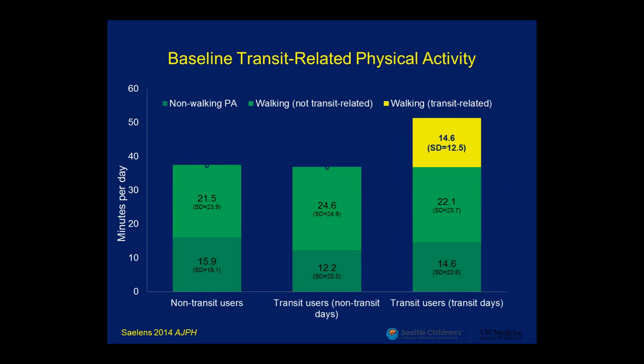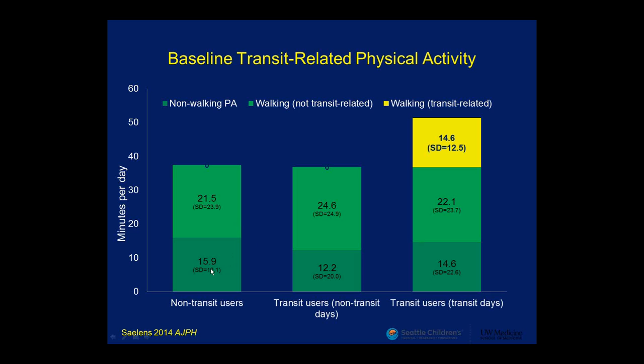And we could take this even one step further. We know that transit users are not consistently transit users every single day. So we can look to see whether the behavior of the same individuals varies between days they use transit versus days they don't use transit. And this is especially helpful because then we can control for those individual level factors and predispositions that we might be concerned about confounding the relationship between transit and physical activity.